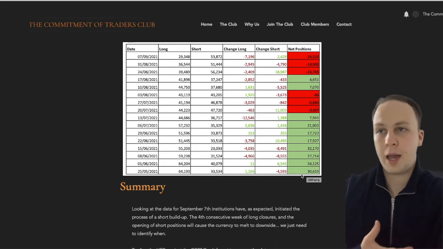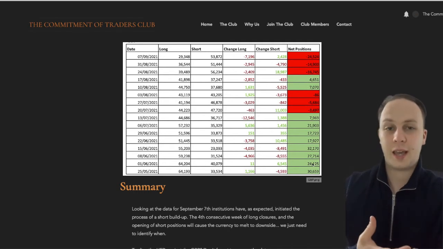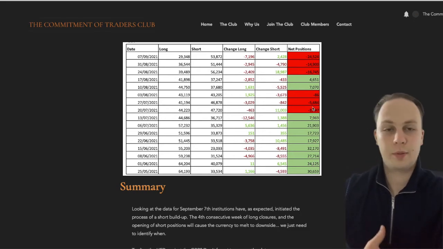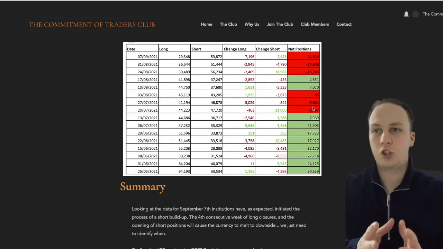Furthermore, if we look at the chart on the net positions, we can see that from the 25th of May all the way to now, where we're back at the 20th of July, they have closed from 30k net positions to the upside, now down to minus 5.5k net positions. Now that is a clear shift from being net long to now net short.